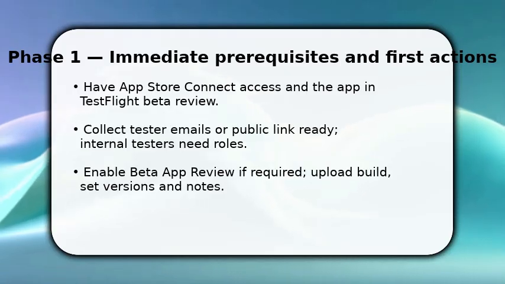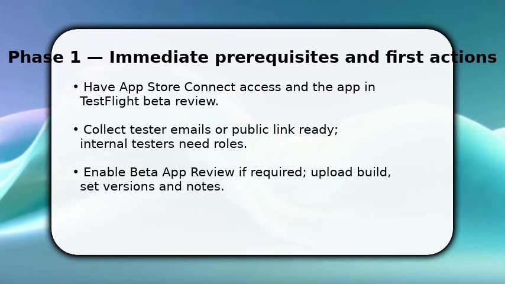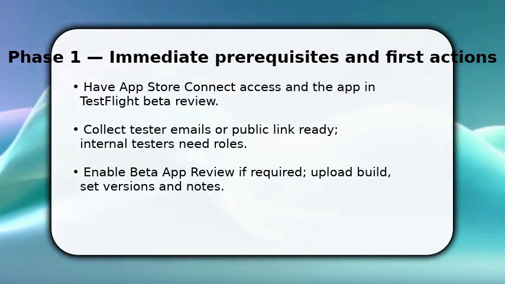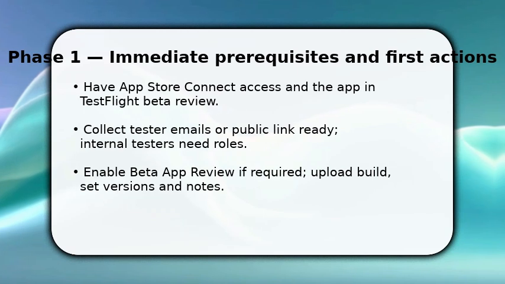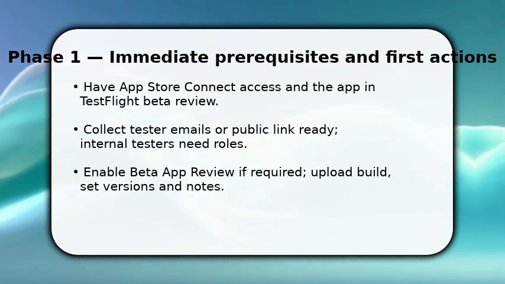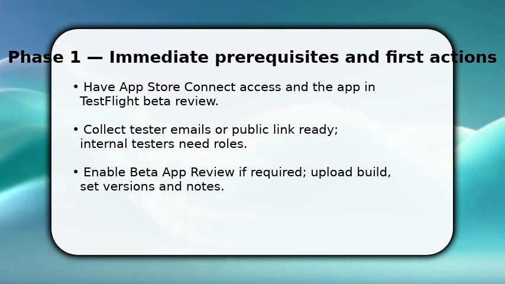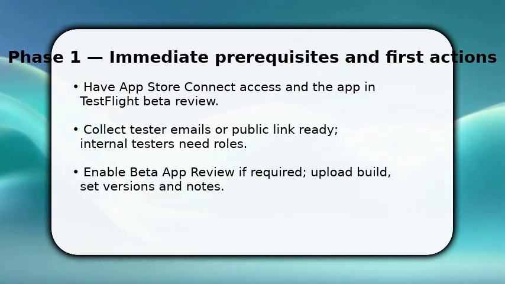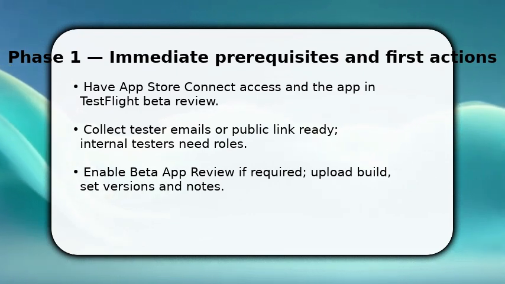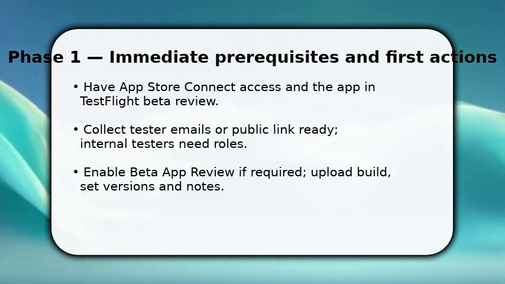You start by confirming you have App Store Connect access and a valid TestFlight build. This matters because permissions control who can invite testers. Once the build is uploaded, set version and release notes and choose internal versus external testing. Internal gives faster access, external requires beta review. Make sure you have the tester email list or plan to use a public link.